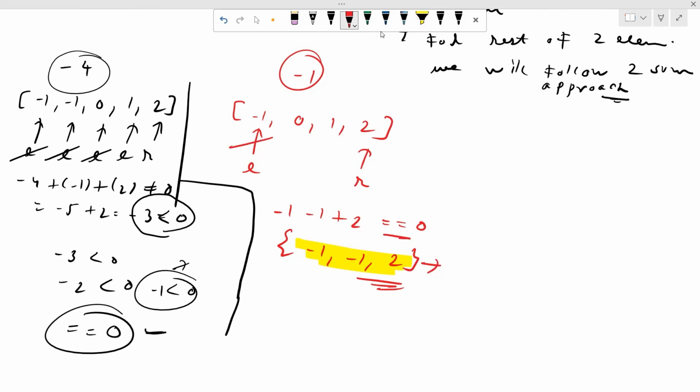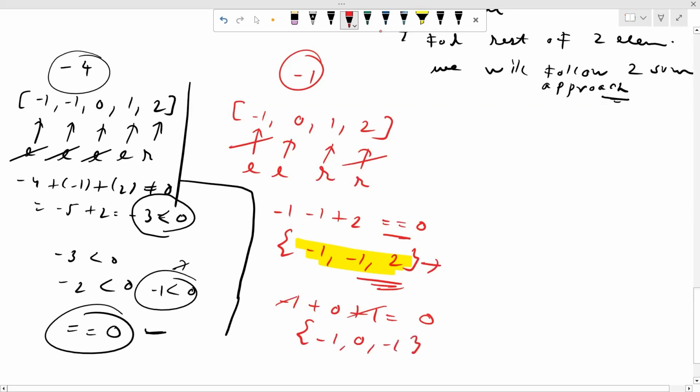So whenever we find a match, we'll try to increment our left pointer and decrement our right pointer. So now it will be pointing to minus 1 plus 0 plus 1. So ultimately this result will also be equal to 0. So we find out one more triplet which is minus 1, 0 and 1, right? So after this our array will be finished since both left and right cross each other, like until there is a condition left less than right.